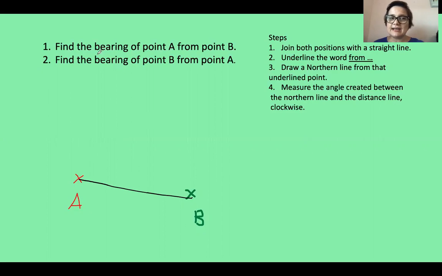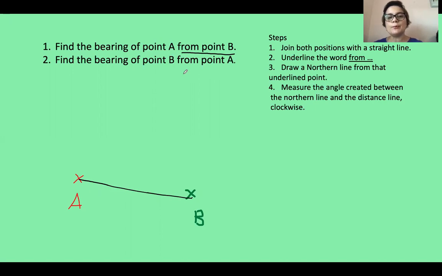So let's do the first stage of this exercise. It says from point B. So from point B, together with the position, okay? Why is this important? Underlining the "from" and the position makes it visual to what point you have to draw the northern line from. You see, that is the key to finding the bearing.